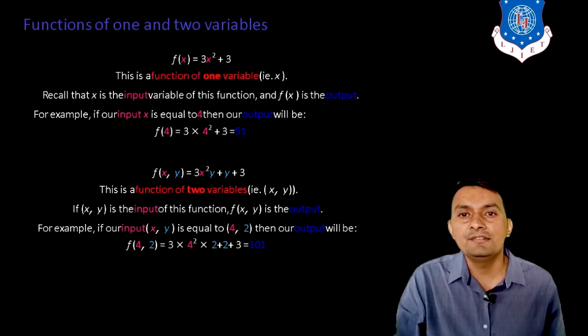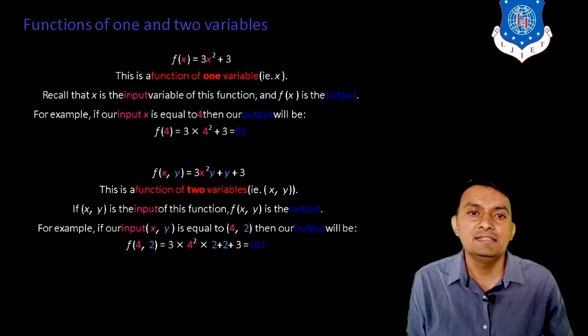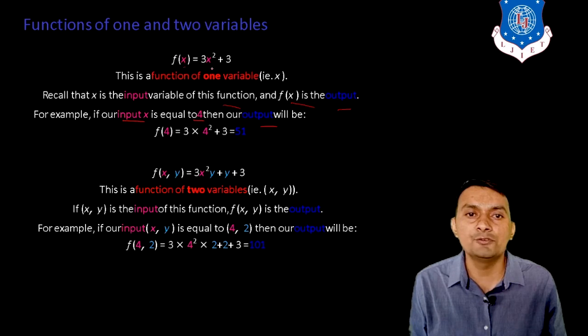Already you are familiar with functions of one variable and two variables. Suppose it is given that f of x is equal to 3x square plus 3. This is a function of one variable. That means x is the input variable for this function, and f of x will be the output. For example, if our input is x equal to 4, what will be the output? Here x is replaced by 4, so 3 into 4 square plus 3, and the output will be 51.